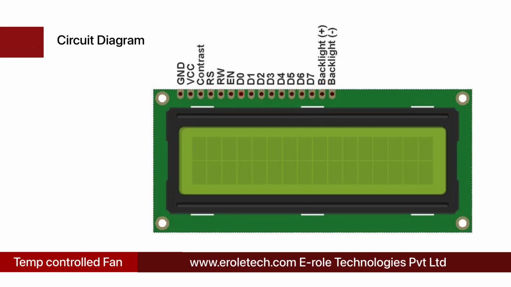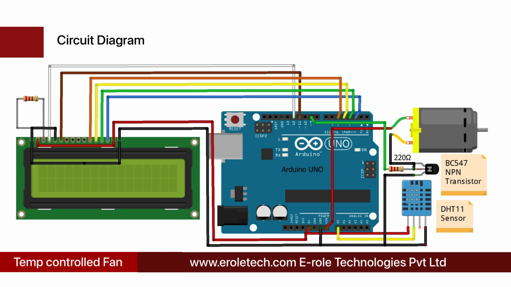We have connected pin number 1, 5, and 16 with the ground pin of Arduino, and pin number 2 and 15 with the 5-volt. Pin number 4 of LCD is connected to pin number 12, and pin number 6 of LCD is connected to pin number 11 of Arduino. Pin 7, 8, 9, and 10 are not used.